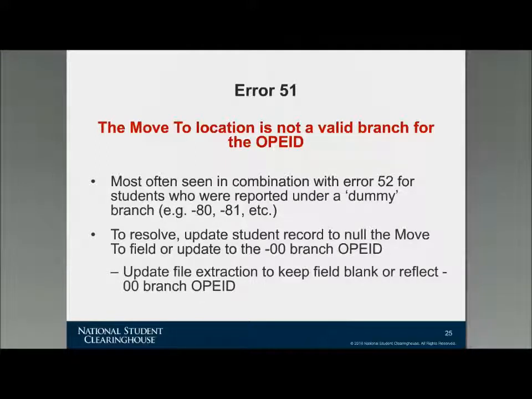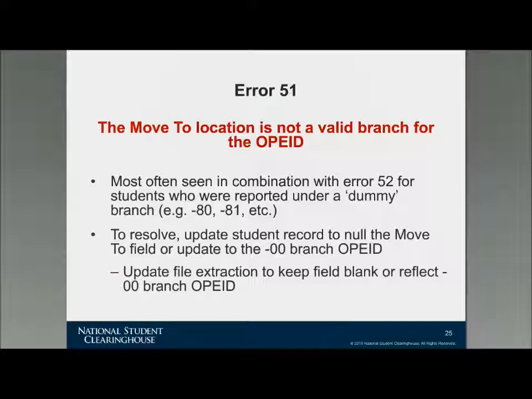Next up is error 51, which occurs when the OPE ID that appears in the Move To field on the student's record is not for a valid branch. This is most often seen in combination with error 52 for students who were reported under a dummy branch, such as branch 80 or 81. Since those branches are only used on the Clearinghouse side, NSLDS does not recognize them as valid locations.